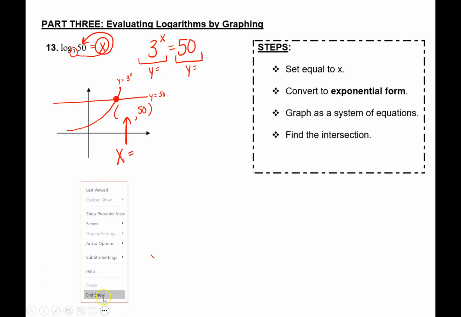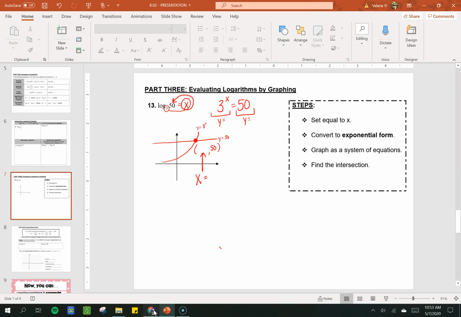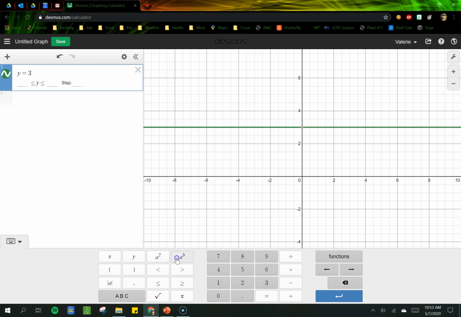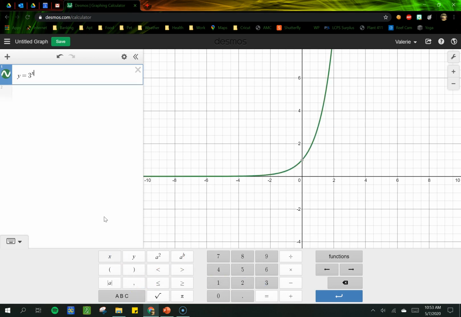So I'm going to hop over to Desmos real quick and get this graph so that we can see our evaluation without having to do too terribly much work. Okay, so we've got for the first one, y is equal to 3 raised to the x power. That gave me my exponential function, and then y is equal to 50. Okay, so I've graphed my 2. It hasn't shown up here, but 50 is a big number. I need to zoom out.